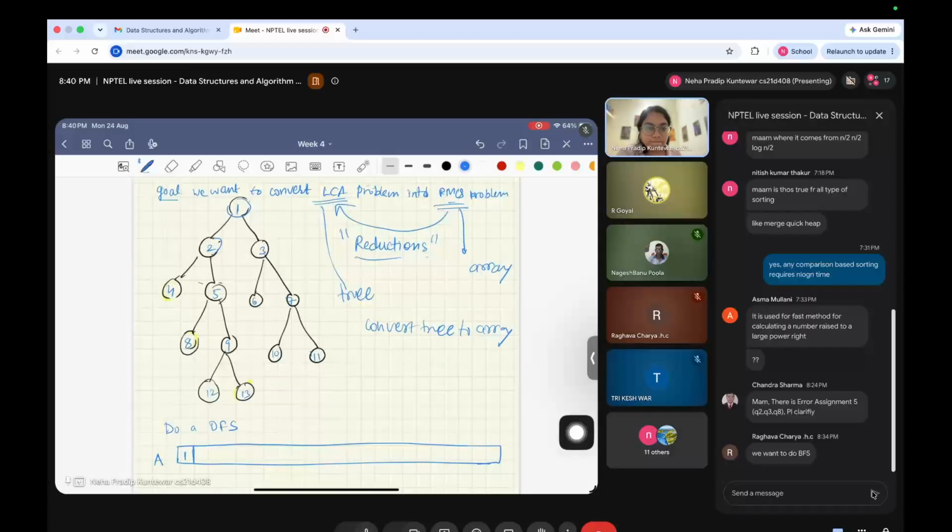Then 1 goes to 2, 2, 5, 9, 4, and then 13, say. You will do this, no? Why don't we go for the lengthiest one? Let us select the lengthiest path and then we go 1 to 2 and then 2 to 5, 5, 9, 13.